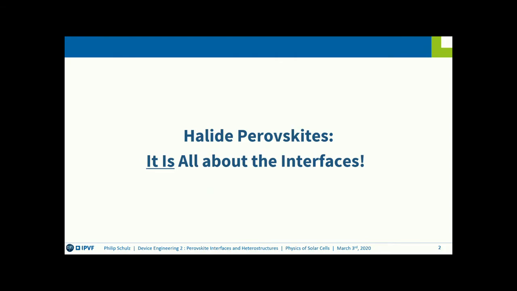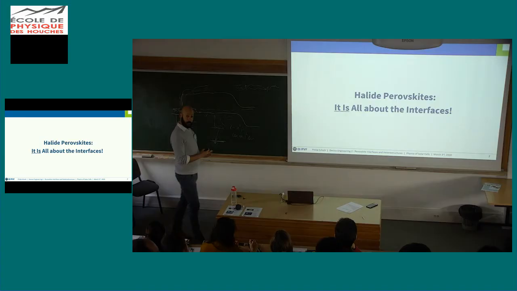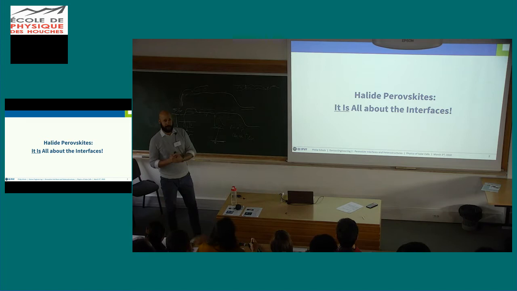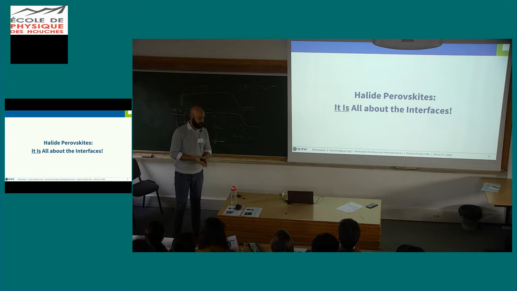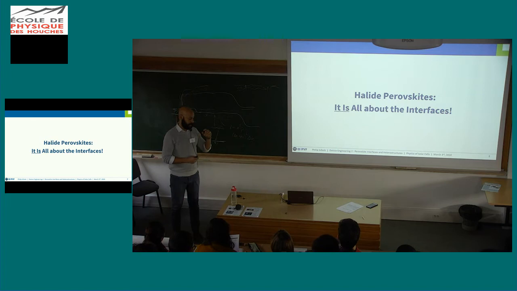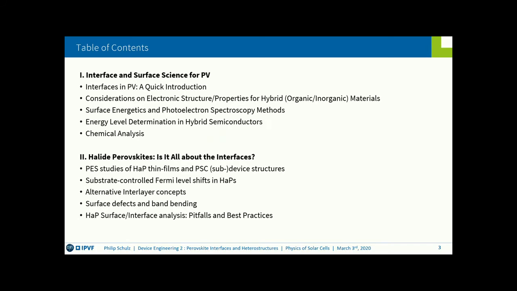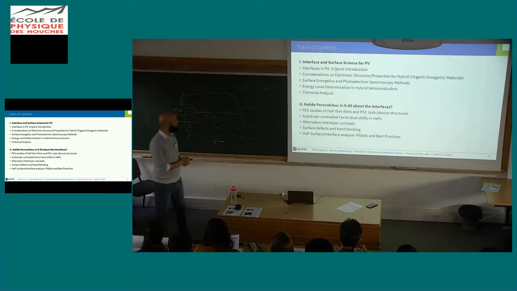So let's start it off with a statement that is wrong, and that is: halide perovskites, it is all about the interfaces. I start with this preface because we have seen now that PV technology, particularly thin film PV technology, is focused on the optimization of the interfaces involved in the device, and it becomes even more prevalent as you go to multi-junction devices.